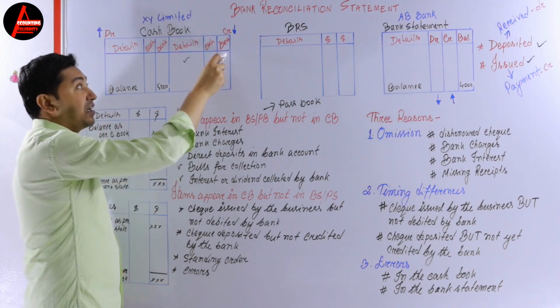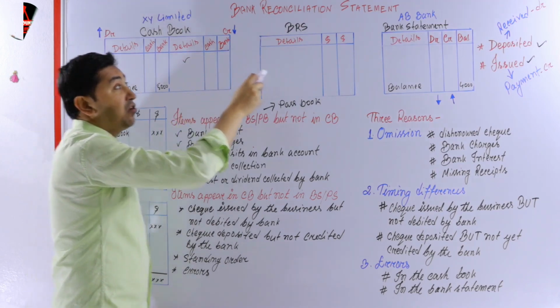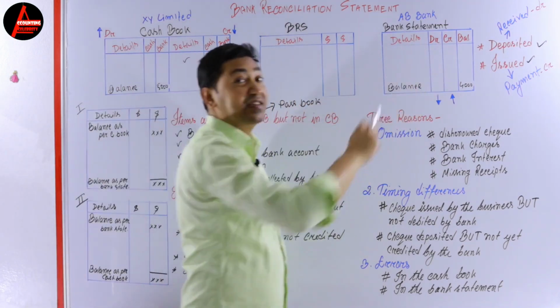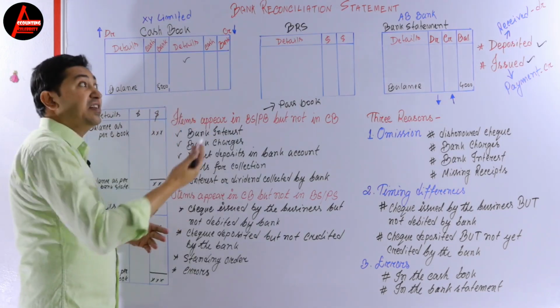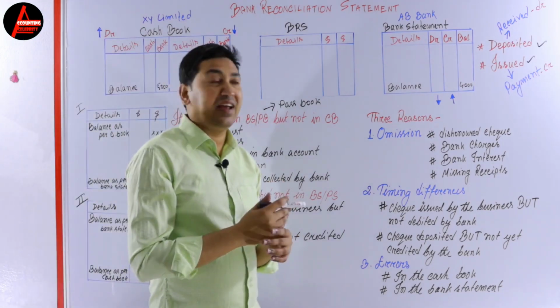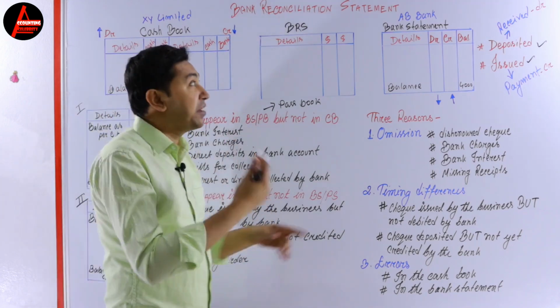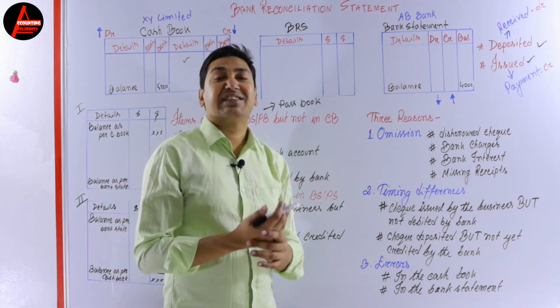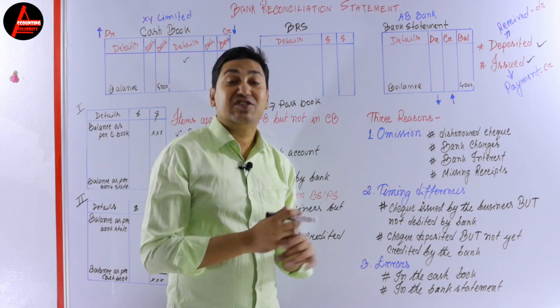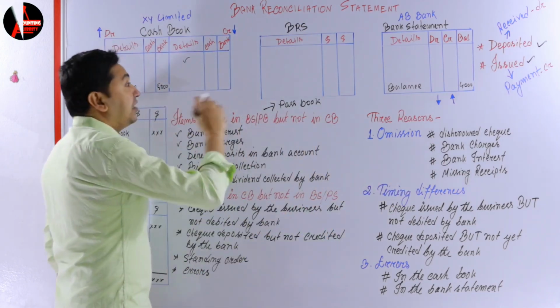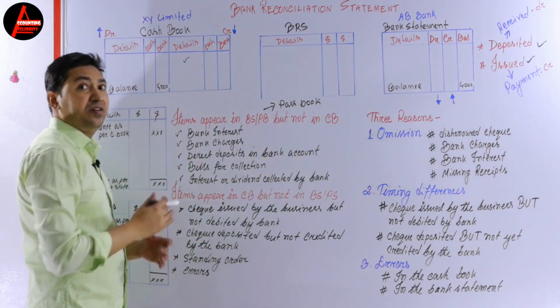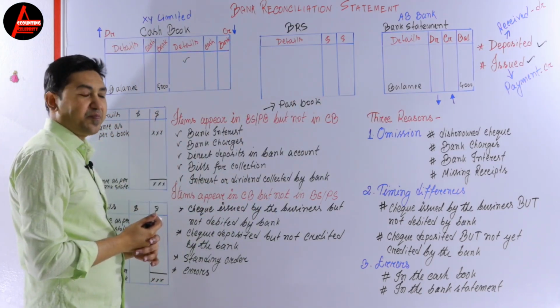But this credit item did not go in the debit side of the bank statement. Means the bank did not record. To clear the check, the bank takes 2-3 days. Okay, this will appear in the bank statement 2-3 days later. So that is why there is a timing difference, and for this timing difference, the balances are also different.